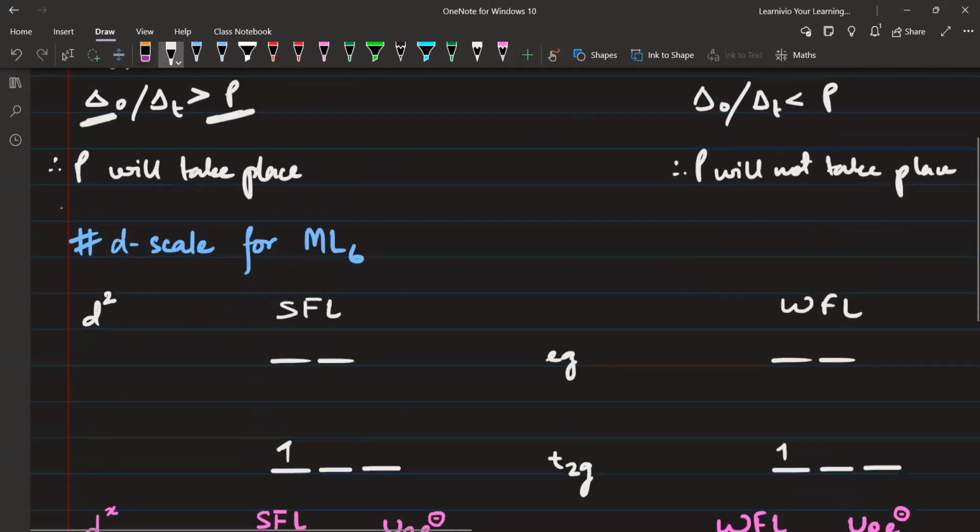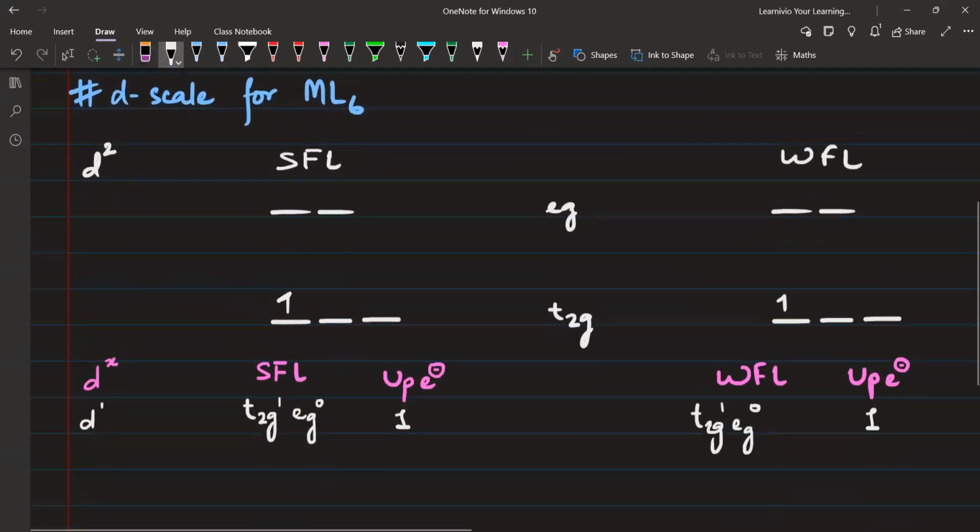Right now, even when we have strong field ligand, we still have orbitals left in the T2G level. That is why the D2 configuration will be like this. Even for weak field ligand, the T2G configuration will be like this. We are not going to pair away. We are going to pair when we have a choice between pairing versus del O. One option is del O, the other option is pairing.